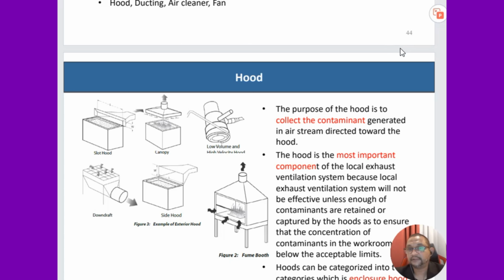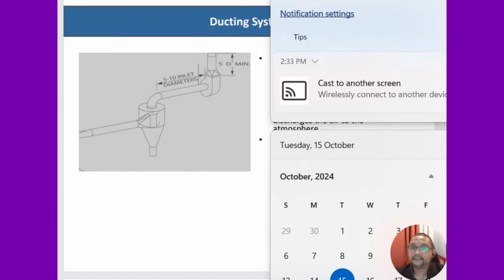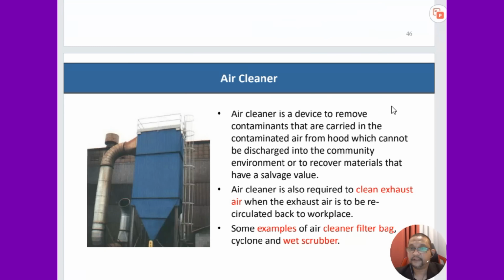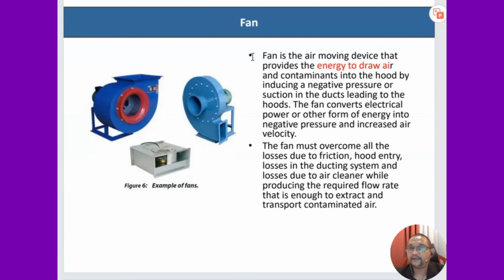Hood like this. The purpose of the hood is to collect the contaminant. Ducting system. Okay, the design of this ducting system. Air cleaner, to clean exhaust air. Fan provides the energy to draw air or contaminant into the hood by creating a negative pressure.